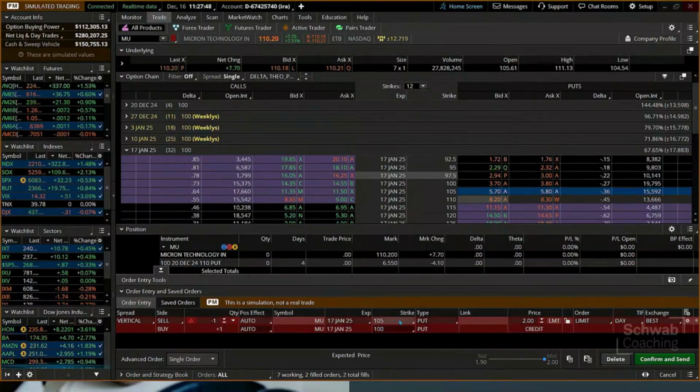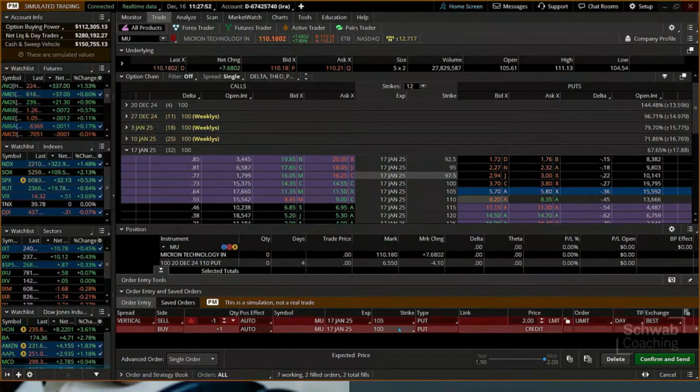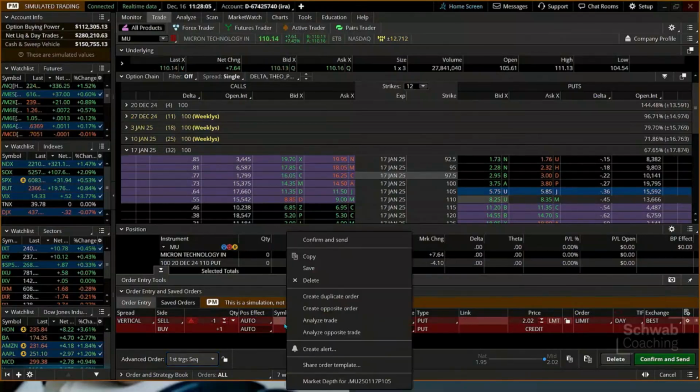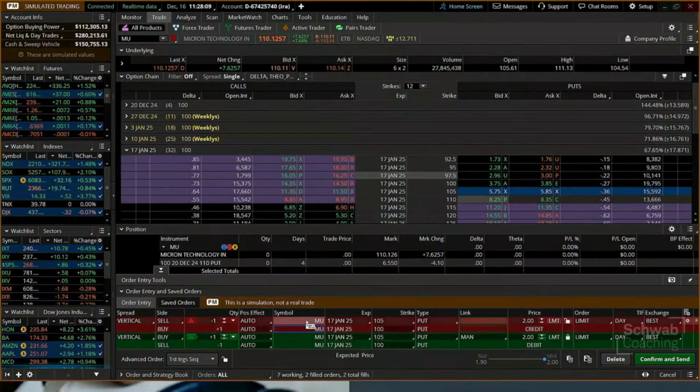Now, I'm going to sell this at 105, thinking price could stay above, and we're going to buy this back at 100. Now, we're going to assume that we don't have a class, okay? And what we're going to do is go single order, first trigger is SEQ. We're going to have a buy back in place. Right-click on this line, create opposite order, okay?